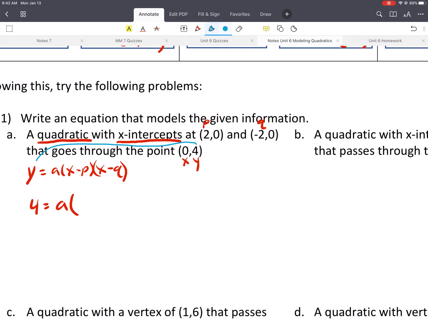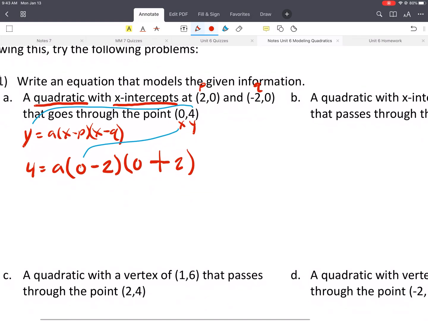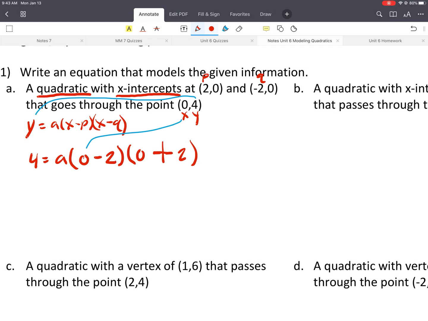X is 0, so we'll plug that in. 0 minus p, well, p is 2, and then we'll do 0 again. X is 0 minus q, and q is -2. So negative would give us a positive. Okay? And then we'll simplify what's in the parentheses.